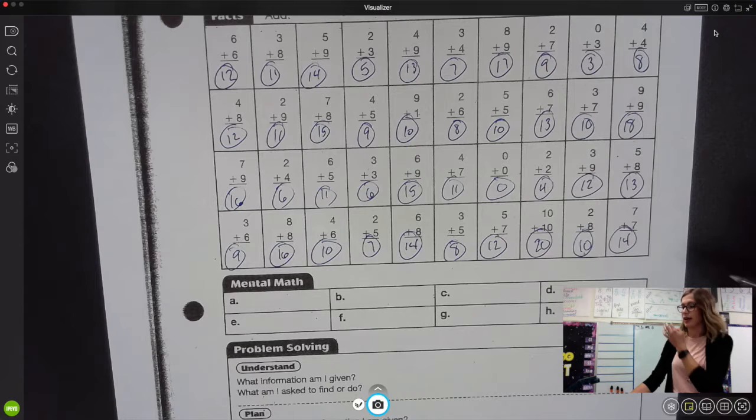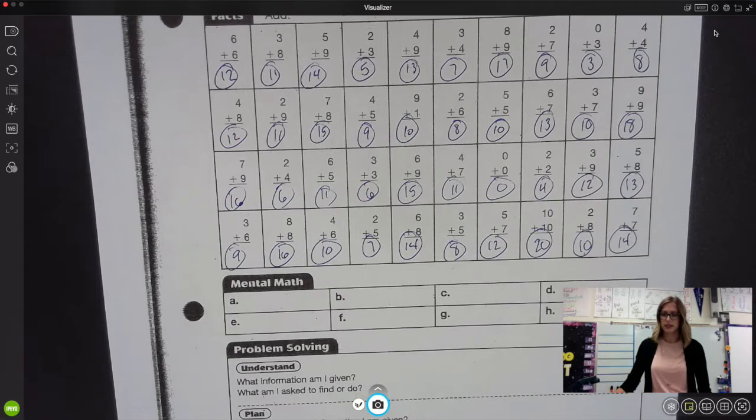Excellent. Now we're counting by fours from 4 all the way up to 60. Do it with me. 4, 8, 12, 16, 20, 24, 28, 32, 36, 40, 44, 48, 52, 56, 60. Excellent. Today we're adding more numbers with zeros.